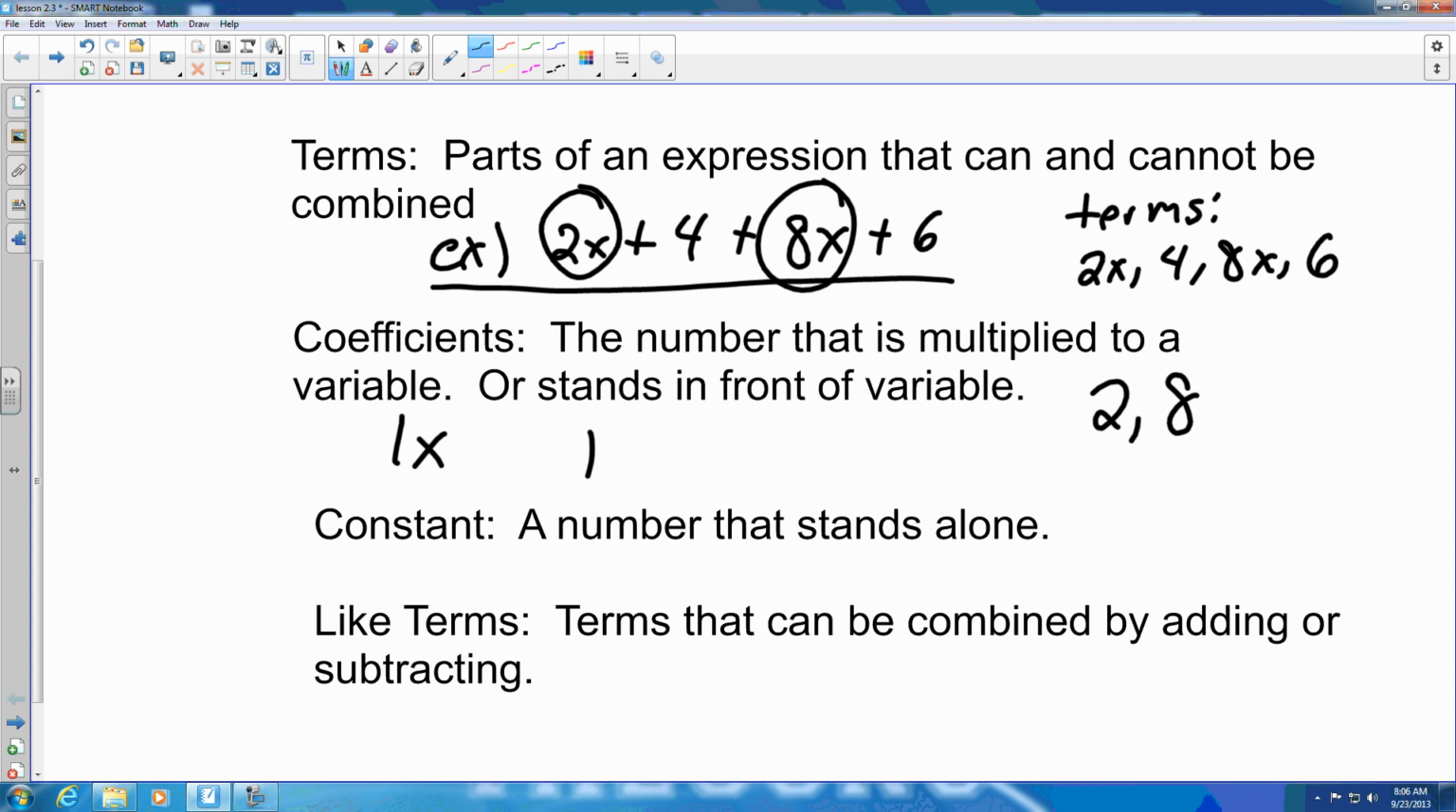Constant is a number that stands alone. So it means it has no variable attached to it. So in this example it would be 4 and 6.